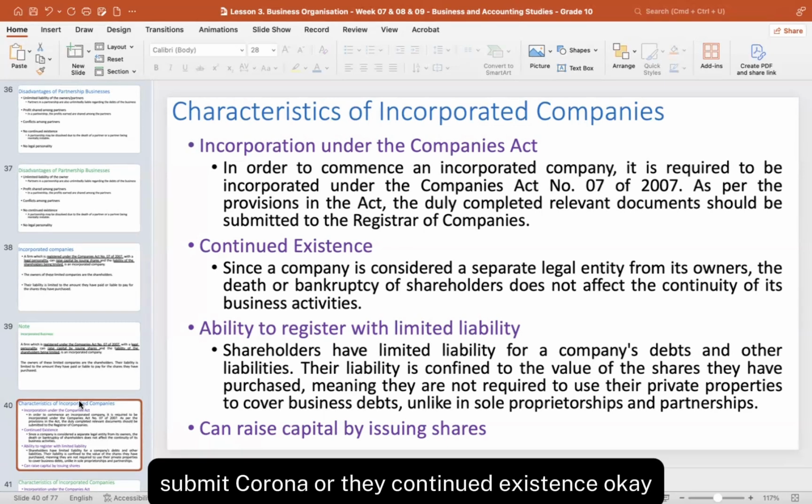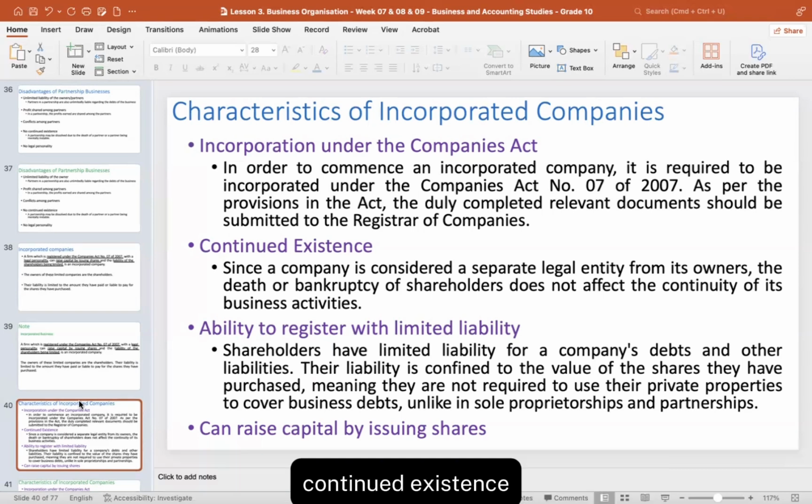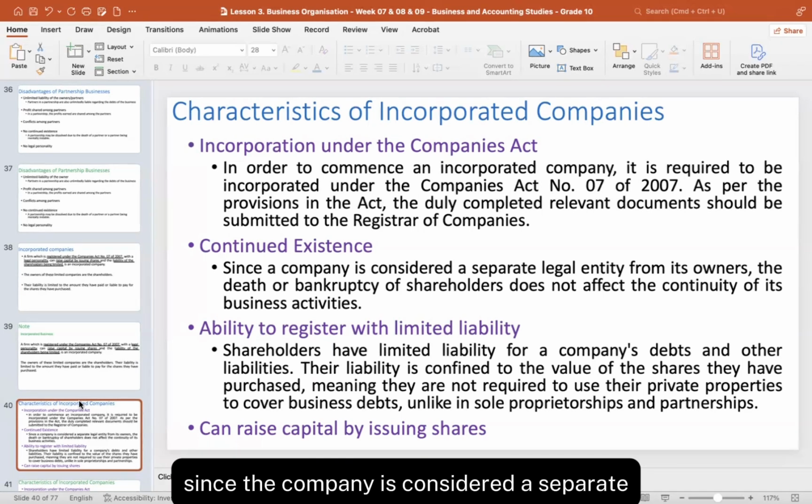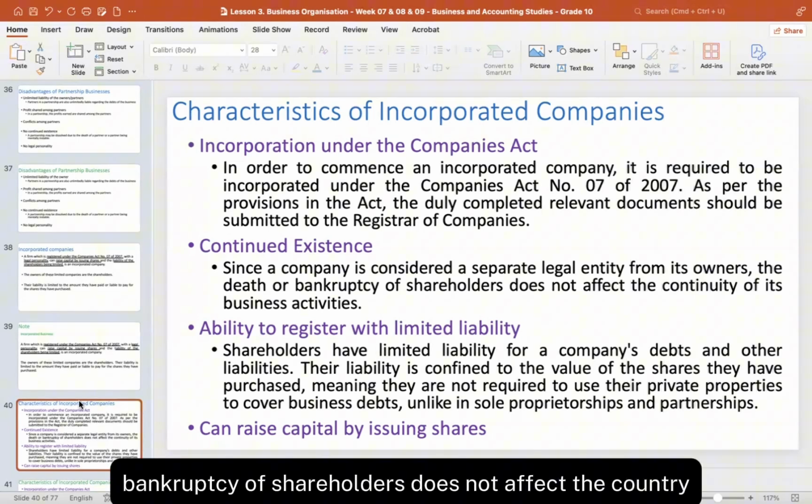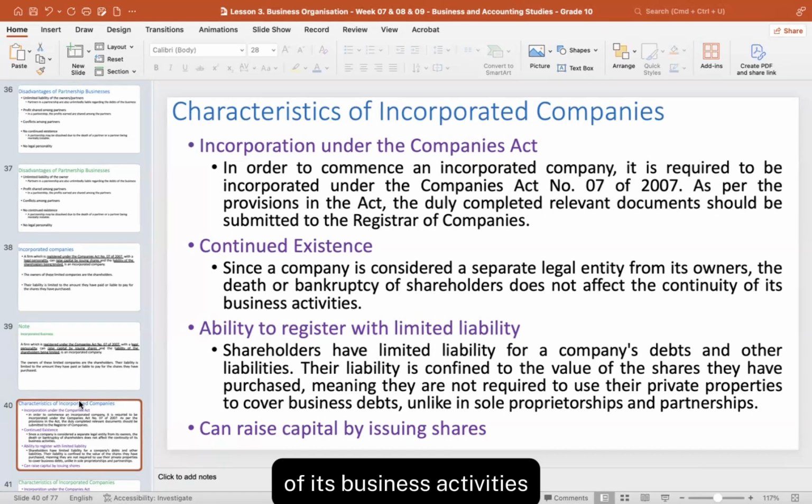Then continued existence. Since the company is considered a separate legal entity from its owners, the death or bankruptcy of shareholders does not affect the continuity of its business activities.